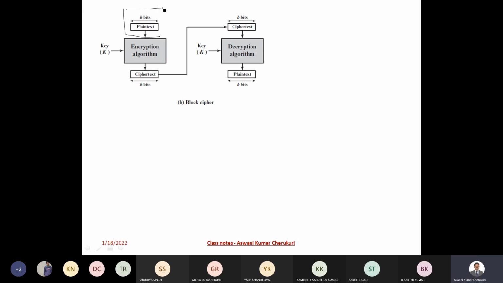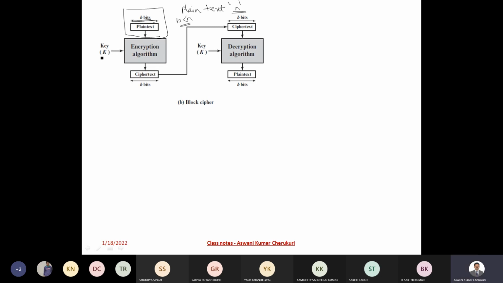So what you do is you take the plain text, which is in the form of a block, and that block size is b number of bits. Remember, your actual plain text size is n number of bits. You divide that into different blocks where each block is of b bits. Certainly b is less than n.